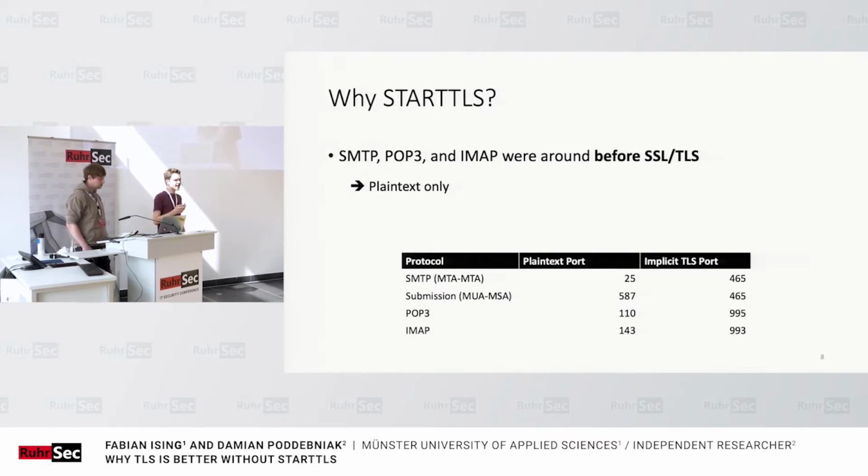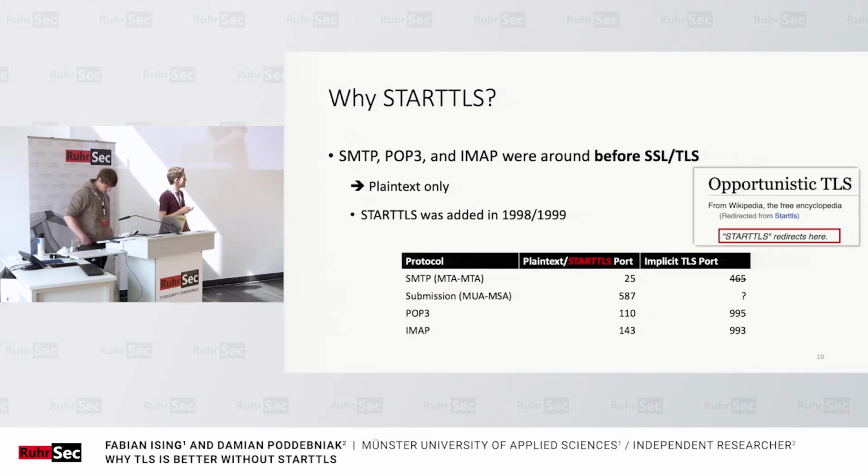With the advent of SSL and TLS, ports were defined for implicit TLS, so just speaking the protocol over TLS, so what you would normally see for HTTPS, just for POP3, IMAP, and SMTP. And there were new ports for that. However, it was considered to be wasteful to have two ports for the same protocol. So in 1998 and 1999, the STARTTLS mechanism was defined to allow for what is called opportunistic encryption. So basically, the mail server and the mail client will negotiate TLS if they both support it. To this day, Wikipedia's STARTTLS article redirects to the opportunistic TLS article, so that kind of gives an idea how people think about STARTTLS nowadays still.